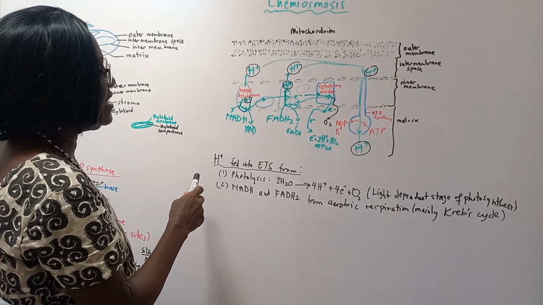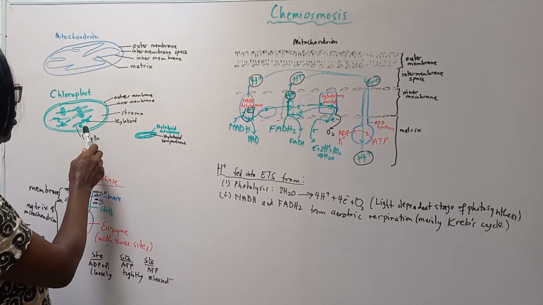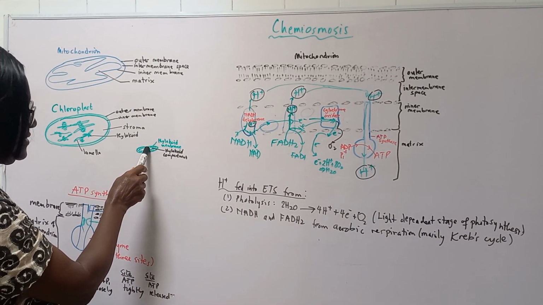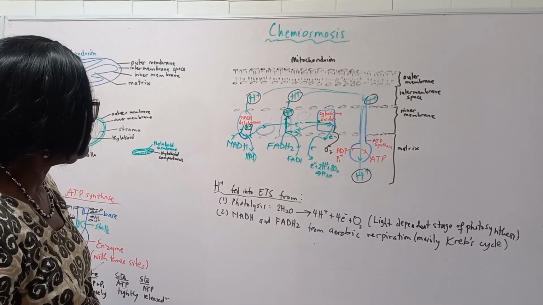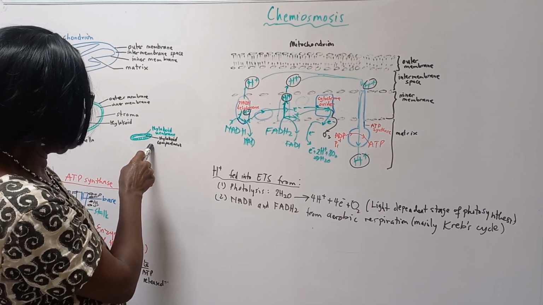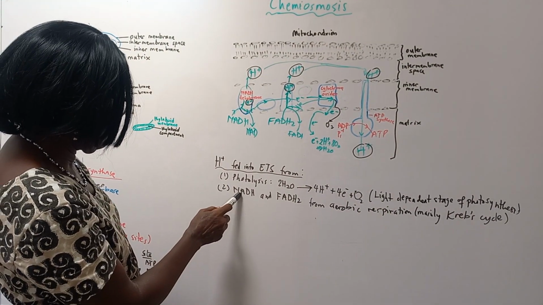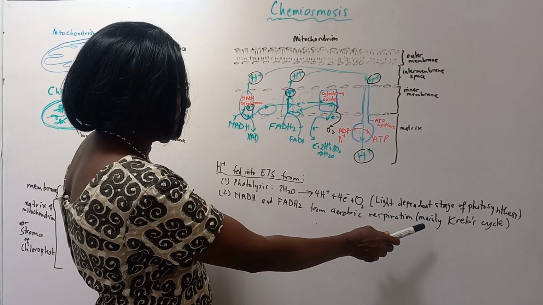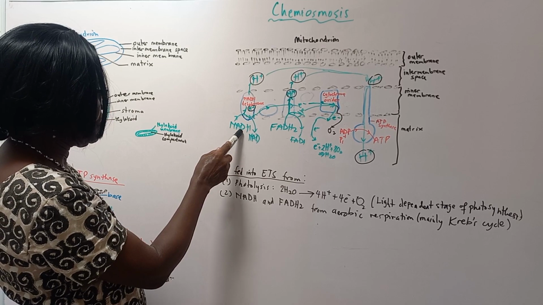membrane into the intermembrane space of the mitochondrion, and if it's happening in the chloroplast, the hydrogen ions are pushed into the thylakoid compartment. Now, how did these hydrogen ions come into the electron transport system? We have hydrogen ions from photolysis, that is if it's in the chloroplast during the light-dependent stage of photosynthesis. If the hydrogen ions are from NAD-reduced and FAD-reduced, that is from aerobic respiration, mainly Krebs cycle, then the hydrogen ions came as reduced NAD.